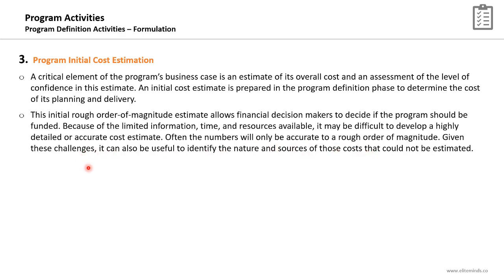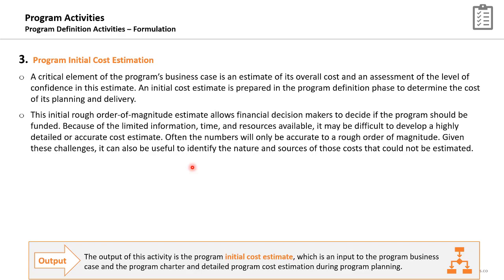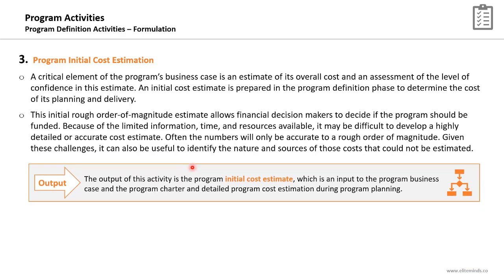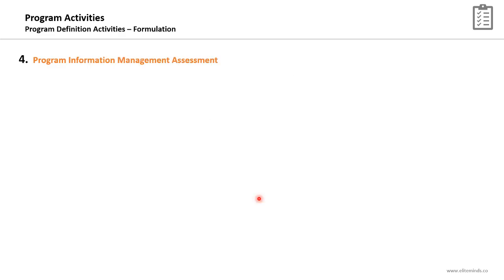Given these challenges, it can also be useful to identify the nature and sources of those costs that could not be estimated. So it's normal to have a rough order of magnitude estimate due to the limited information, time and resources at the program formulation phase. The output of this supporting activity will be an initial cost estimation. It will be an input to the program business case document, to the program charter, and for the detailed program cost estimation during the planning subphase.